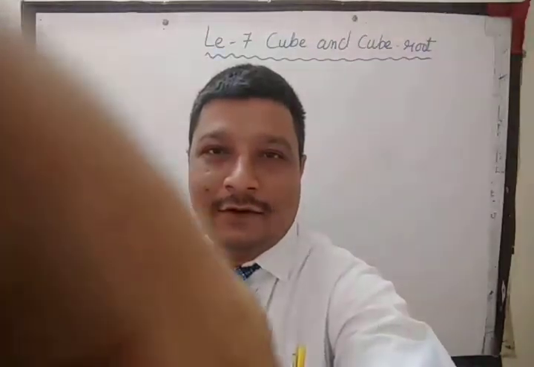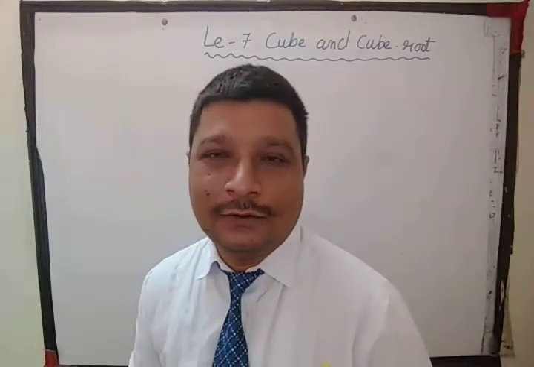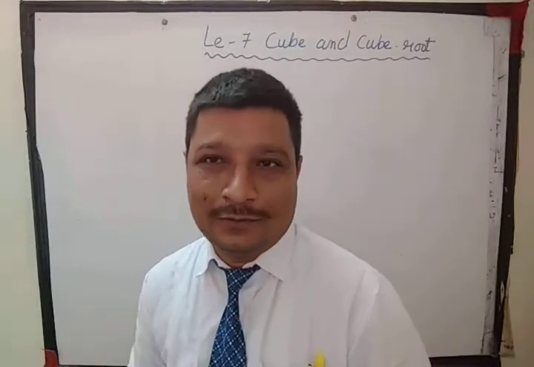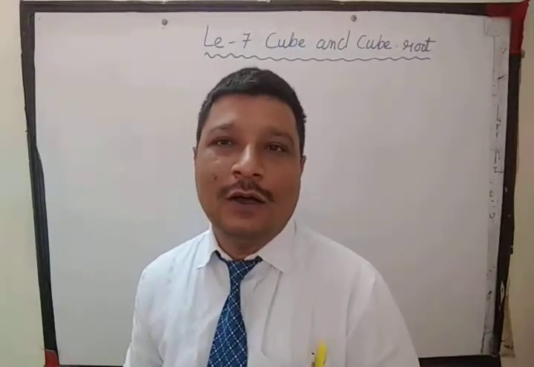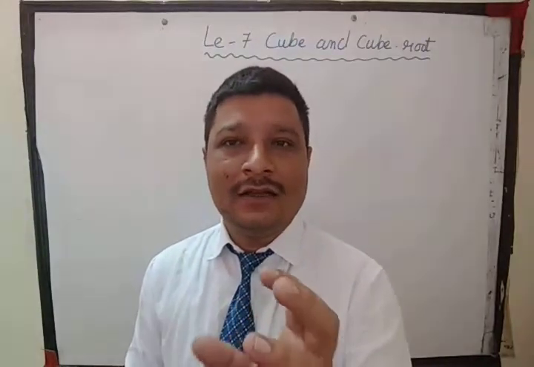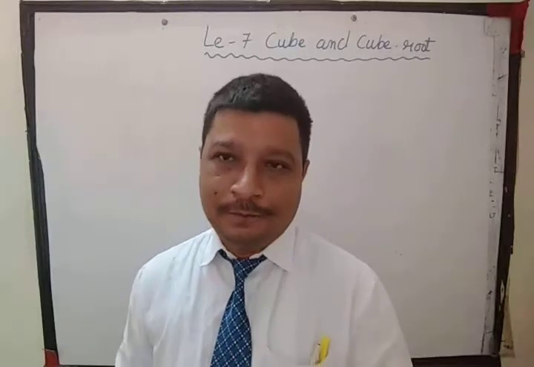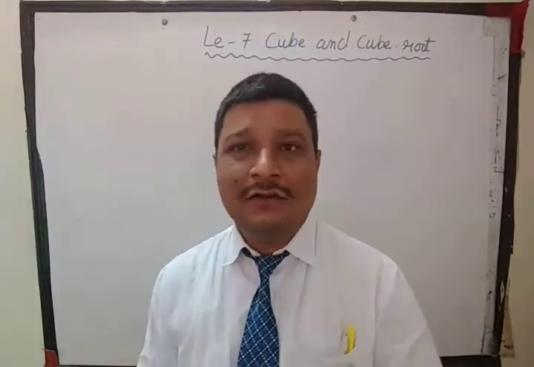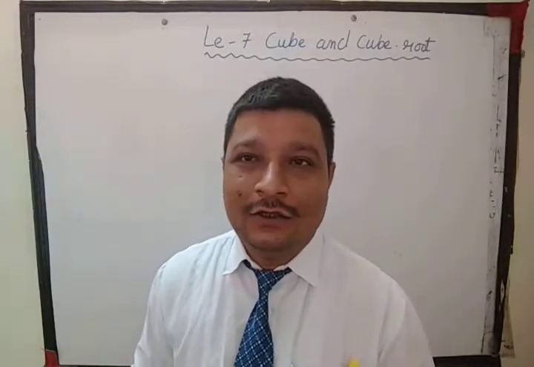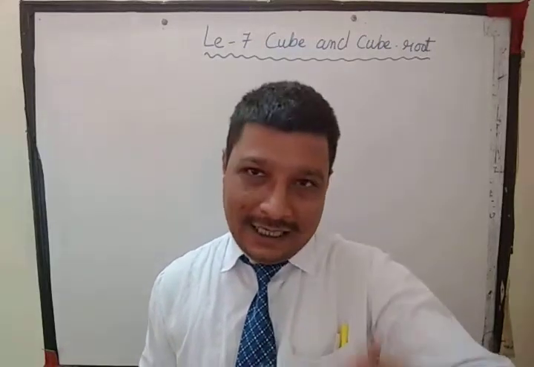As you all know, we were discussing our last chapter, that is square and square root. Now we are proceeding further to our next chapter, that is cube and cube root. It is quite similar to what we have learned in square and square root. There is a difference, but somewhat similarity, in the pattern and methods which we have learned in square and square root. So first of all, I would like to ask a question: what is cube? We will discuss what a cube is, and then we will proceed to the next step.